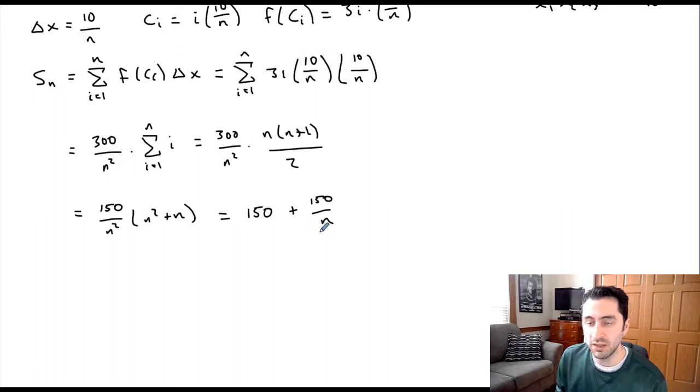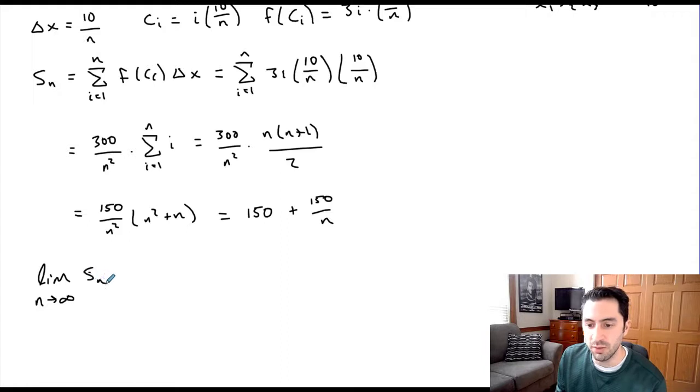And right now we can let n be anything. If we let n be 2, that would represent an approximation for the area using 2 rectangles or 2 subintervals. If we let n be 300, that would be 300 rectangles. But what we want to do is find out what happens when n becomes unbounded. In other words, what happens if we use an infinite number of rectangles?